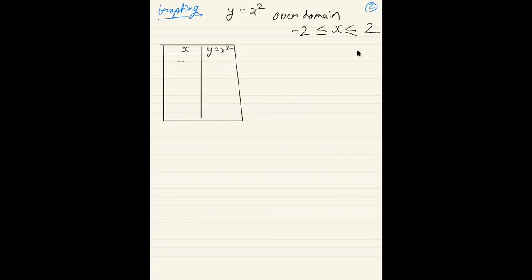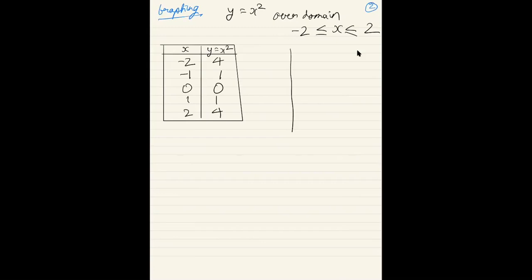If x is equal to -2, y is equal to x squared would be 4. X is equal to -1, y would be 1. X is equal to 0, it will be 0. X is equal to 1, it will be 1. X is equal to 2, it will be 4. So we have a sense of how things are going to look.